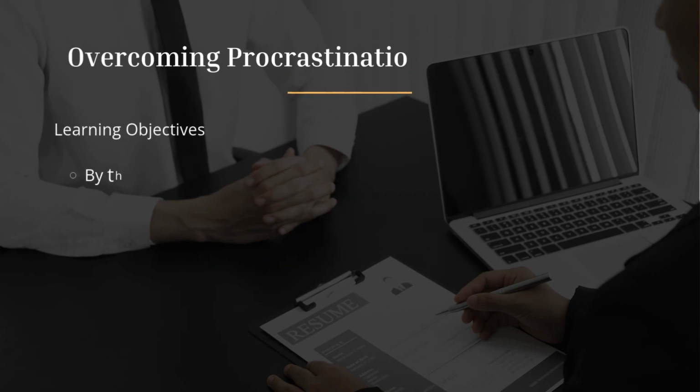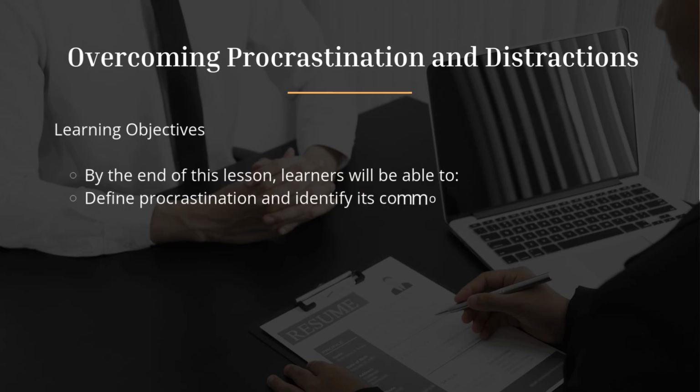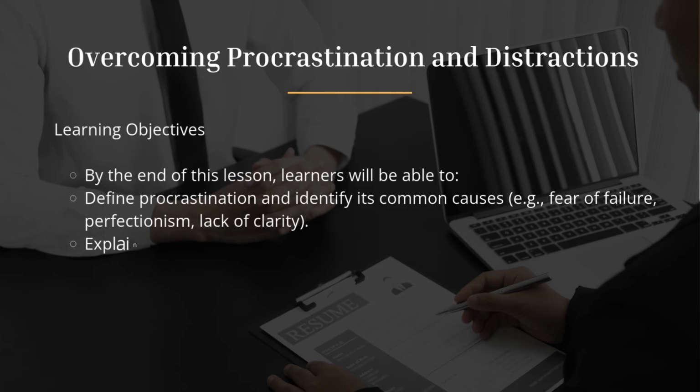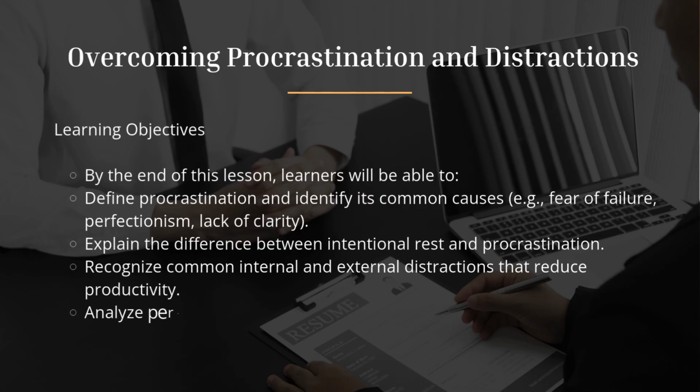Overcoming procrastination and distractions. Learning objectives. By the end of this lesson, learners will be able to define procrastination and identify its common causes, e.g., fear of failure, perfectionism, lack of clarity. Explain the difference between intentional rest and procrastination. Recognize common internal and external distractions that reduce productivity. Analyze personal patterns of procrastination and distraction through self-reflection exercises.